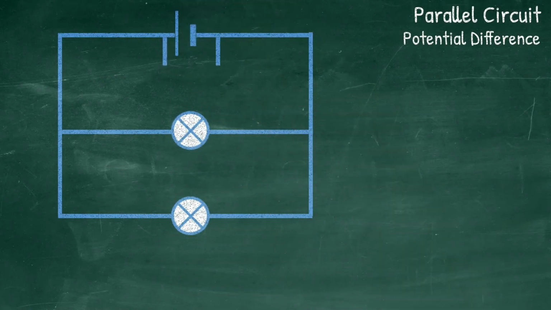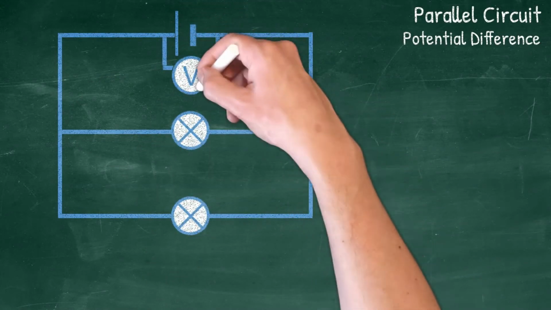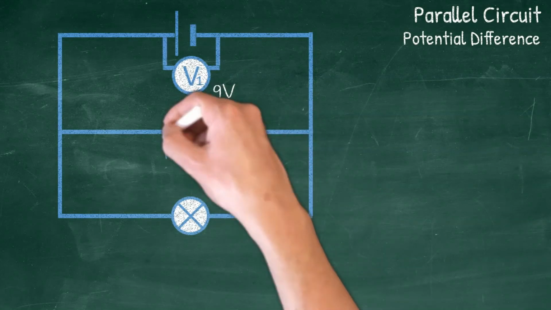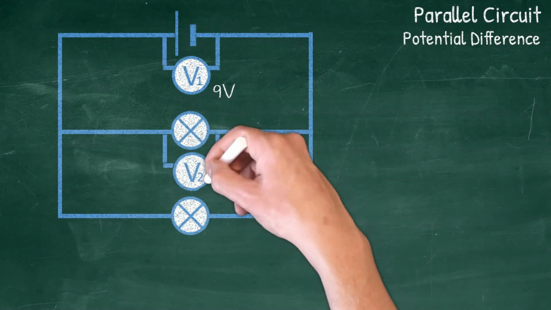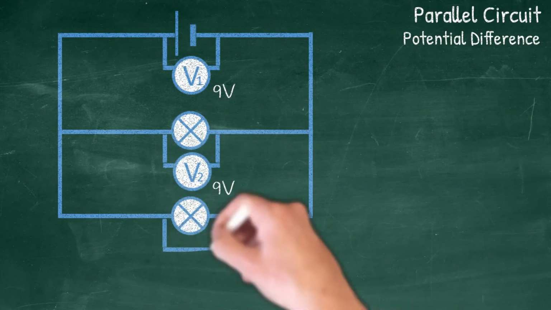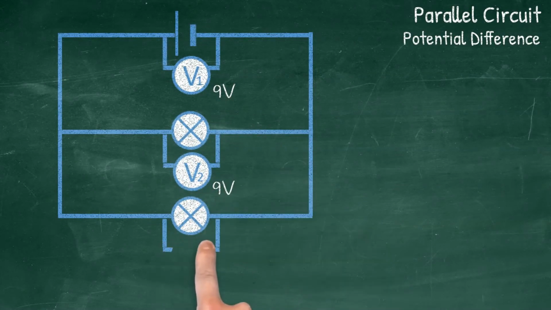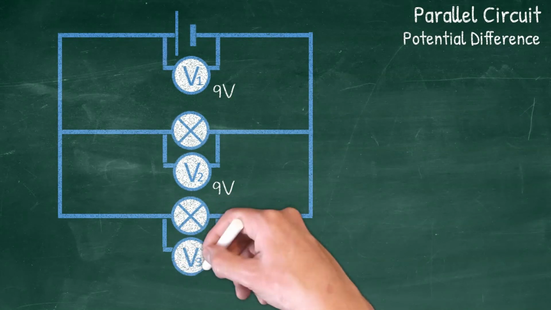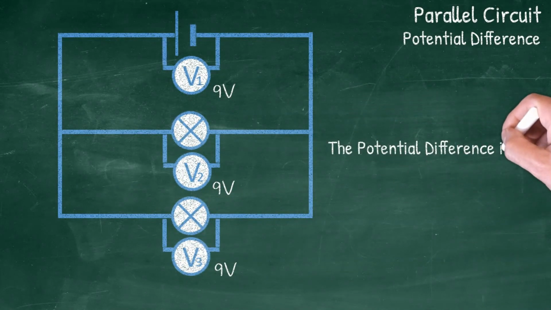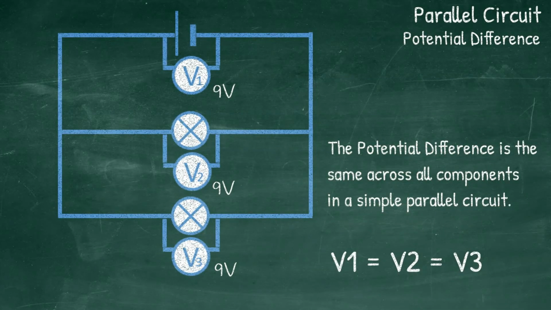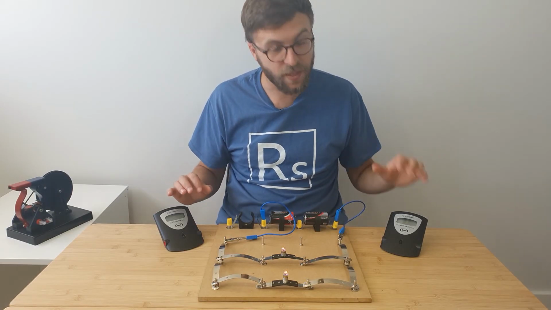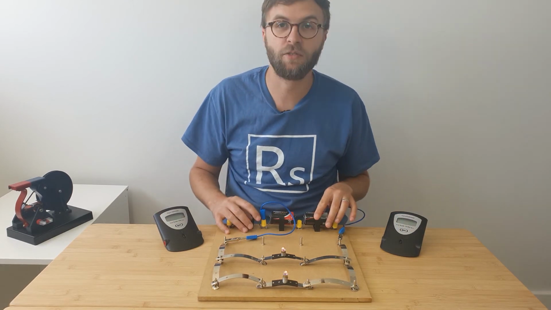Therefore, the potential difference across the power supply, in this case 9 volts, will be the same as the potential difference across each component. So this bulb will have a potential difference of 9 volts, and this bulb will also have a potential difference of 9 volts. In a parallel circuit, the potential difference across each component will be the same as that across the power supply, or voltmeter 1 equals voltmeter 2, which also equals voltmeter 3. So there we have the rules for potential difference and current in a parallel circuit.